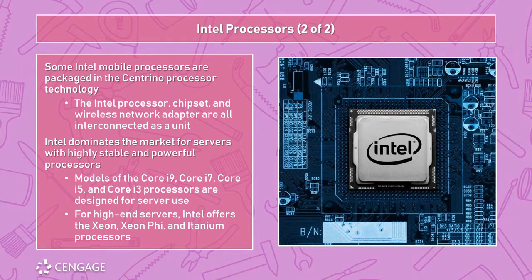So the Centrino technology that was attached to Celeron interconnected the processor, chipset, and wireless network adapter. Now, there's a lot of server processors they deal with now, the Xeon, the Xeon Phi, and the Itanium. That's mostly because Intel has always focused on the corporate level. AMD is much more of a hobbyist style CPU, and that's not to say that they're not high quality, it's just they've always focused more on the individual rather than organizational technology. Now, there are versions of the i3, i5, i7, and i9 that do work with servers, but that's not the primary use for which they're designed.